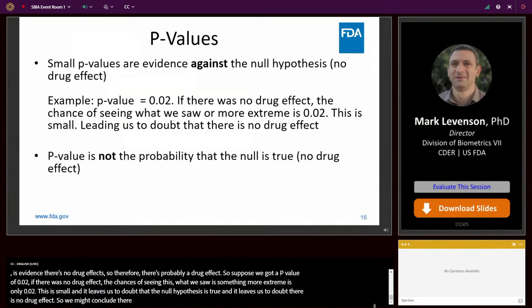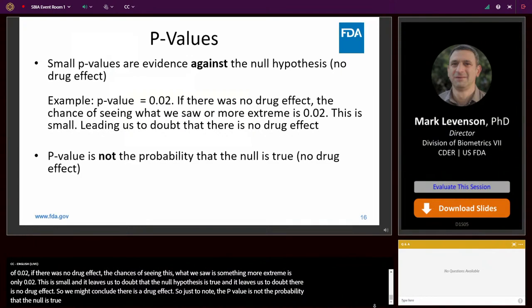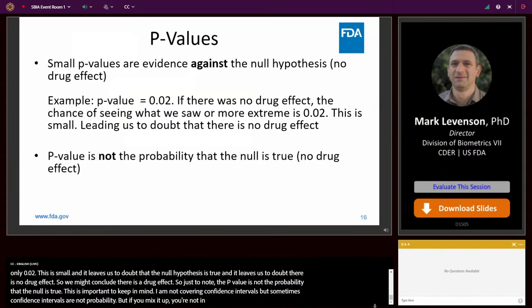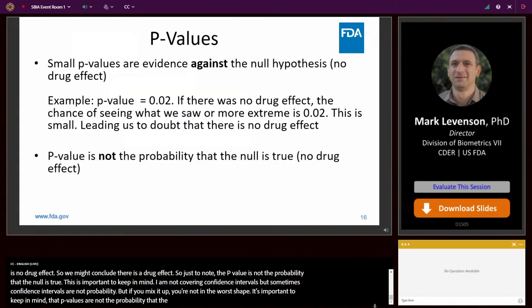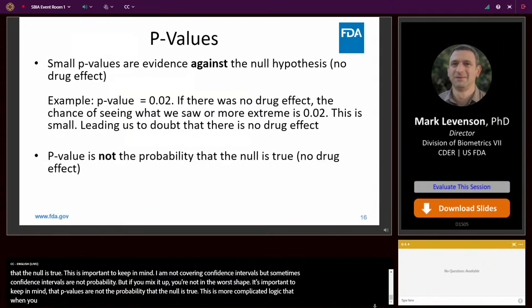Just to note, the p-value is not the probability that the null is true. This is important to keep in mind. I'm not covering confidence intervals, but sometimes confidence intervals are mixed up with probability. If you mix them up, you're not in the worst shape. But I think it's important to keep in mind that p-values are not the probability that the null is true. It's this more complicated logic that what you observe is very unlikely under the null.